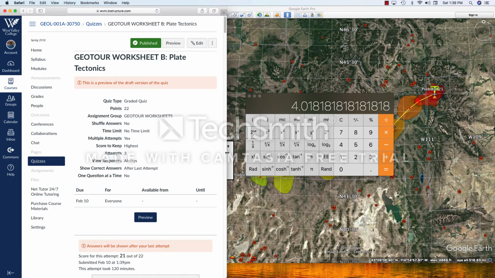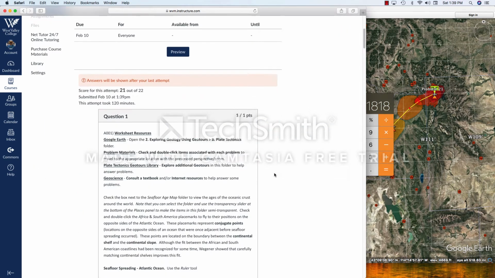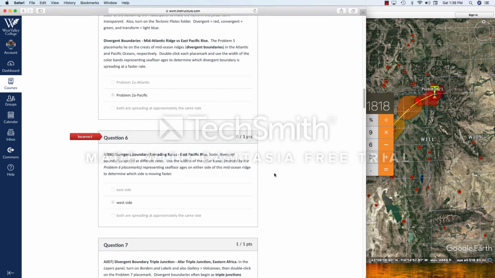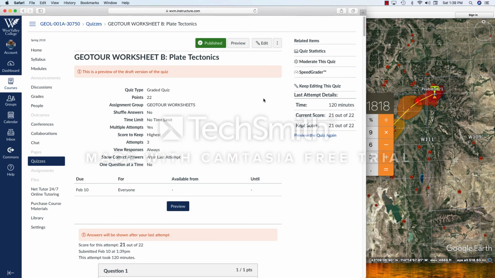And, oh, we missed one. Which one did I miss? So this one, I picked the west side. No, it's actually the east side that's moving more quickly. I had those mixed up, but this is correct. The east side. But other than that, we did a pretty good job here. All right, well, let's stop here.